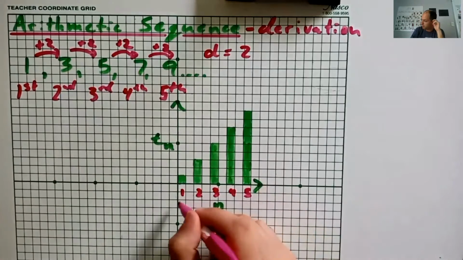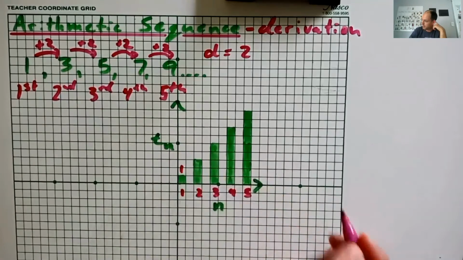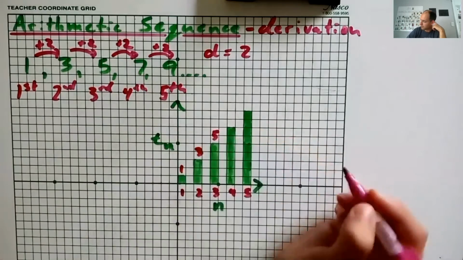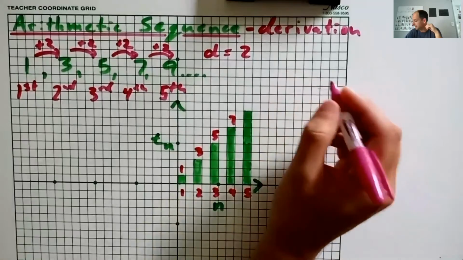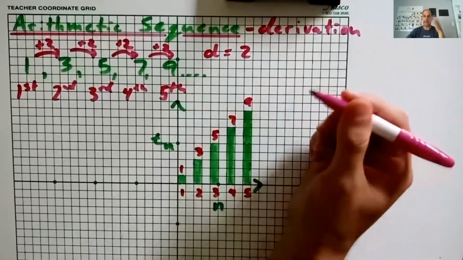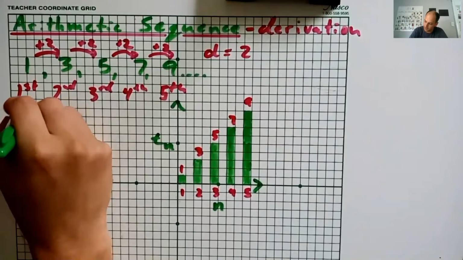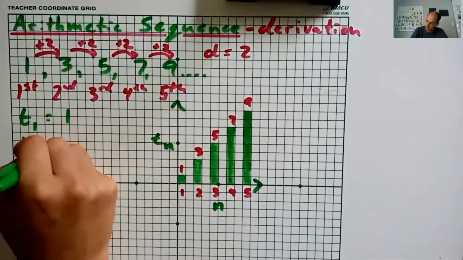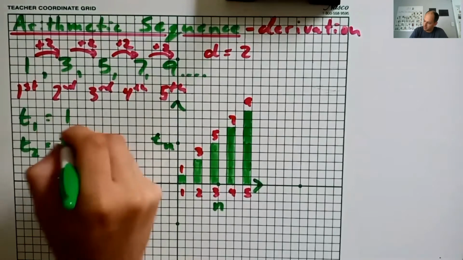Each term number has a specific value. So T1 is 1, T2 is 3, T3 is 5, T4 is 7, and T5 is 9. Now we want to try and come up with an equation that follows this pattern. So we've already said that T1 is equal to 1. T2 is equal to 3, which is the same as 1 plus 2.